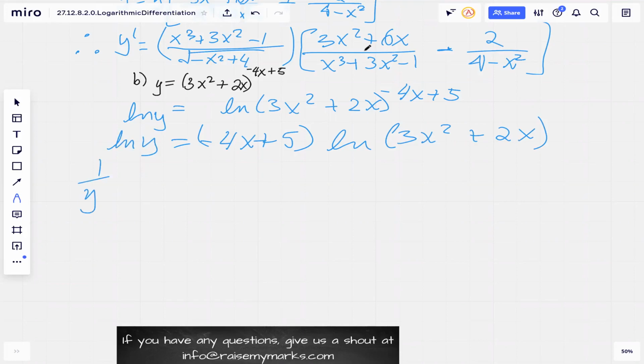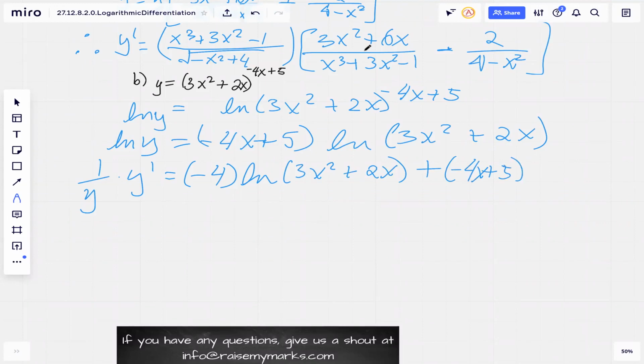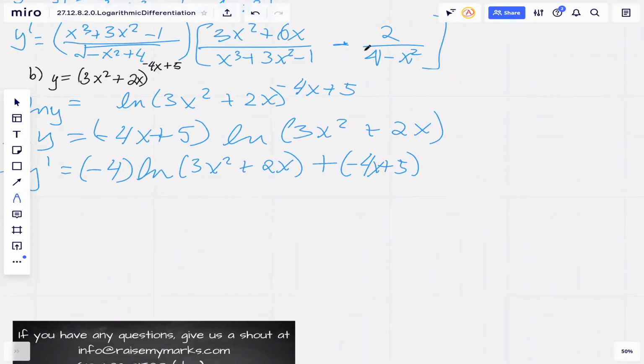So we have 1 over y times y prime equals, now we need to use the product rule on the right-hand side. Our first function is negative 4x plus 5. The derivative of this is negative 4, times ln of 3x squared plus 2x, plus negative 4x plus 5 times the derivative of this ln. So we have 1 over 3x squared plus 2x times 6x plus 2.